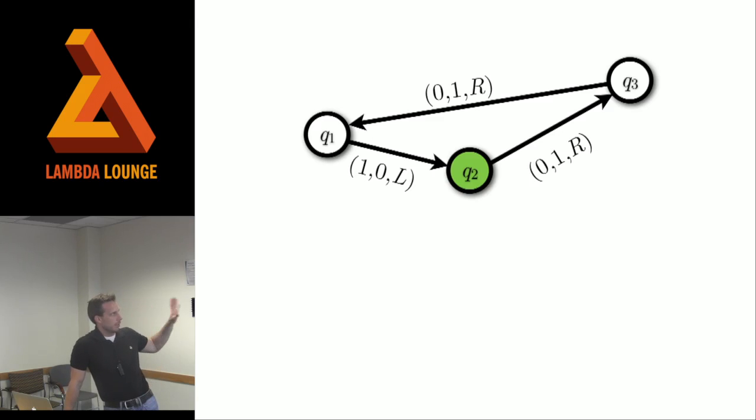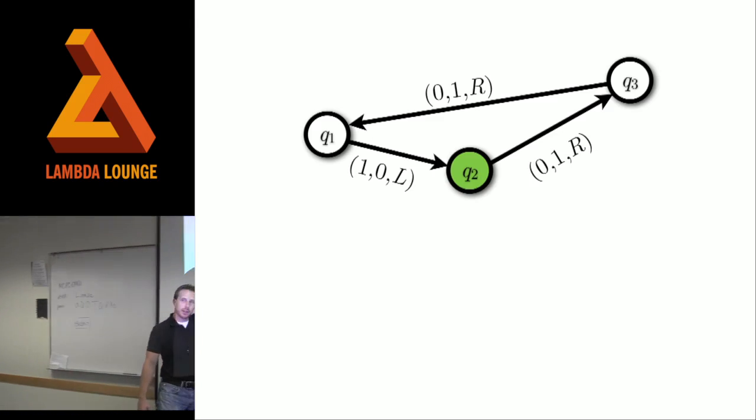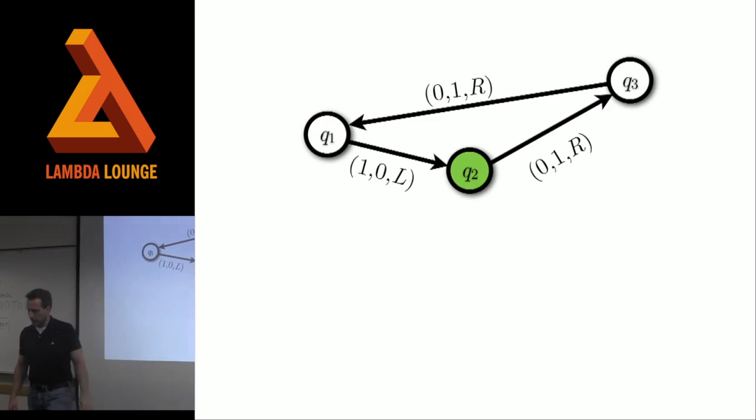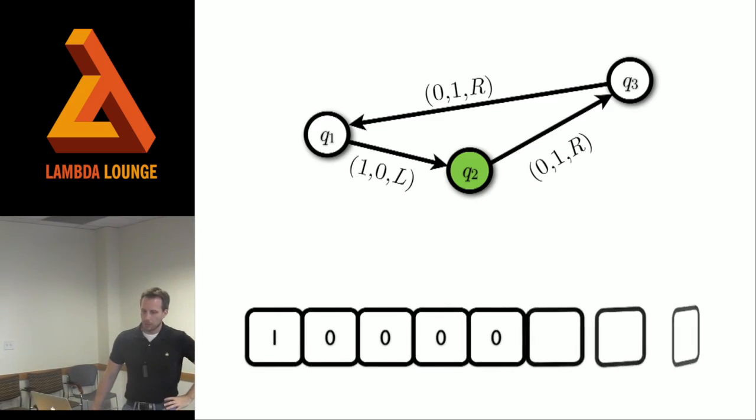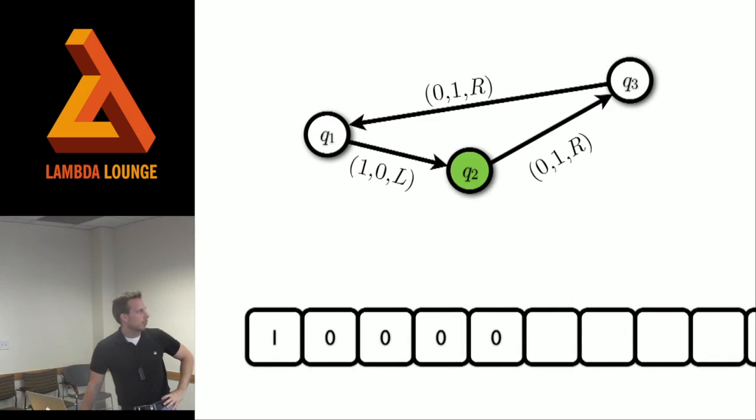A Turing machine has a set of control states. It has a set of transitions between control states. It has a marker for whatever the current state happens to be. So this is the active state. And of course we have a tape that we use for input and for storage. And we have a head pointing to some location on the tape, where we are on the tape currently.